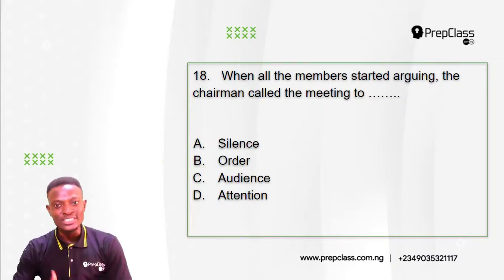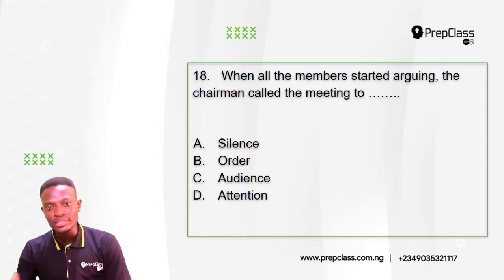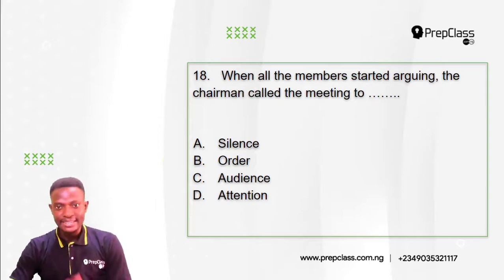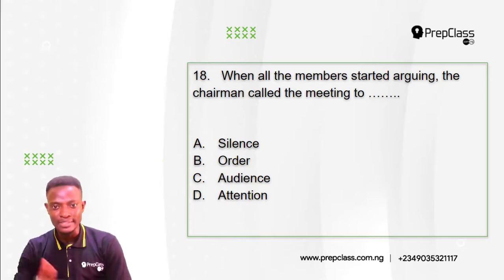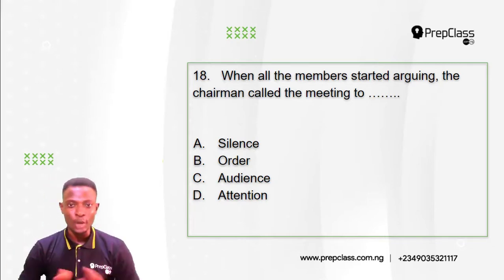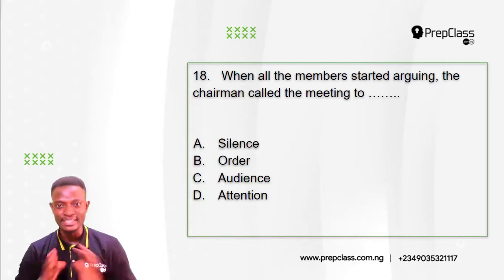A. The chairman called the meeting to silence. B. The chairman called the meeting to order. C. The chairman called the meeting to audience. D. The chairman called the meeting to attention. So which of these options is the best to complete this sentence?